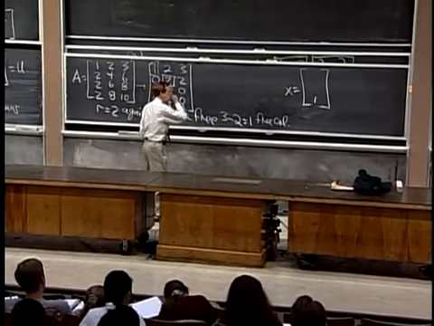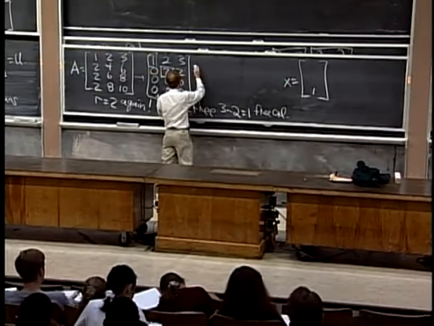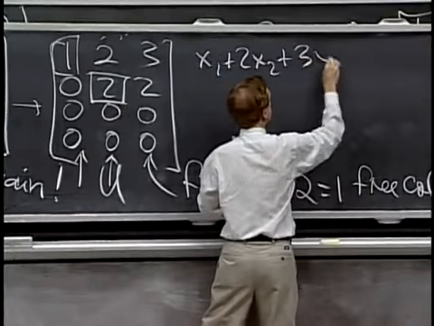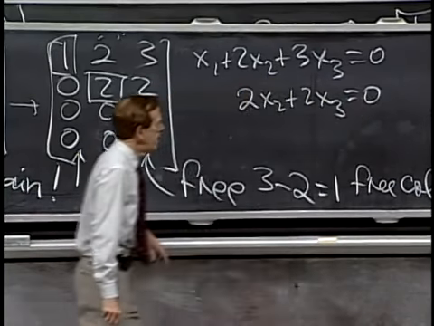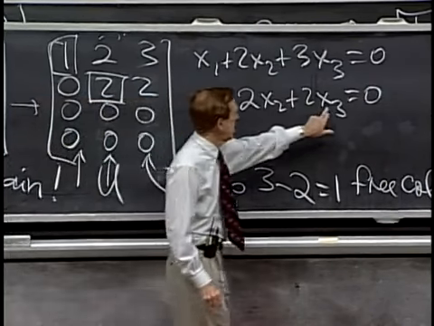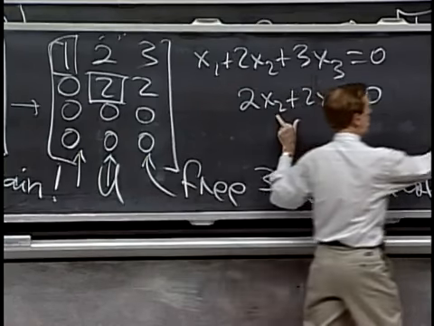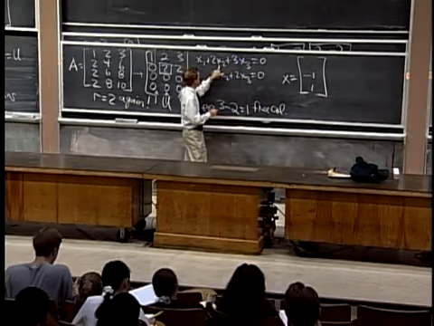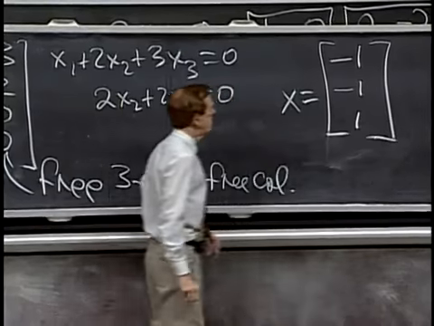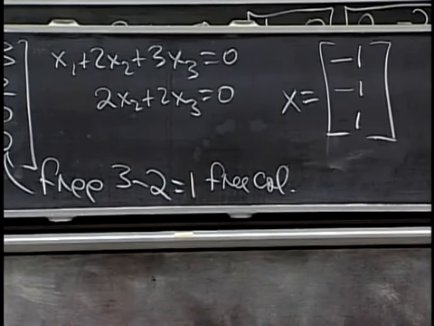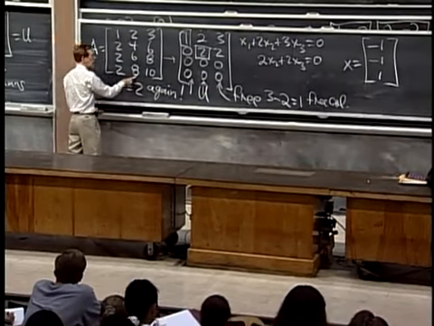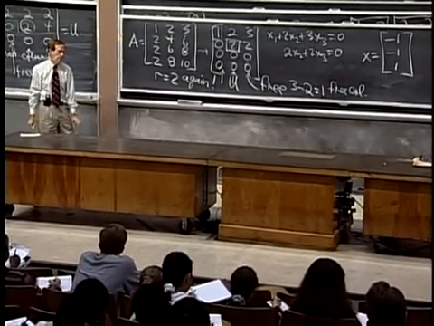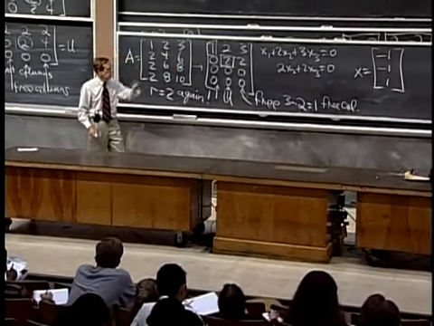But by setting the free variable to 1, my equations are x1 plus 2x2 plus 3x3 is 0. That's my first equation. And my second equation is now 2x2 plus 2x3 equals 0. If x3 is 1, then x2 is minus 1. And if x3 is 1 and x2 is minus 1, then x1 is minus 1. Let me do a quick check. That solution x says that minus this column plus this one is the 0 column. And it is. So that's in the null space.